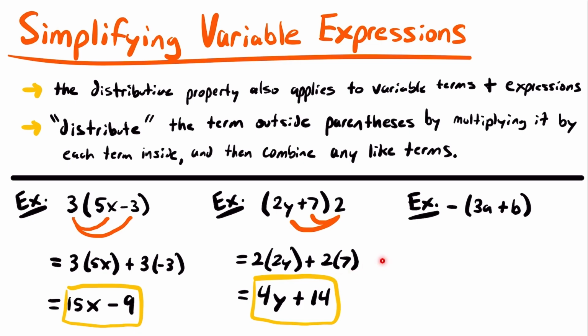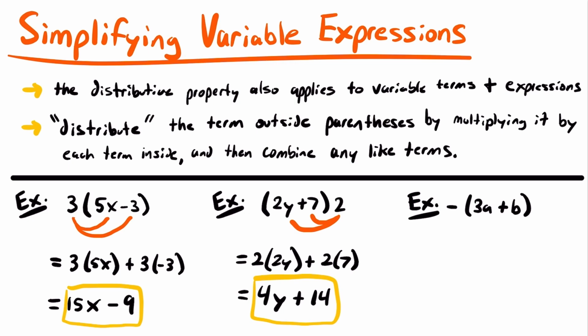And then finally, if we take a look at this example here, this is another situation where we can use the distributive property to simplify a variable expression. We have a negative sign in front of a set of parentheses that encloses 3a plus b. Now, that negative sign out front, what that represents is multiplying both of these terms by negative 1.